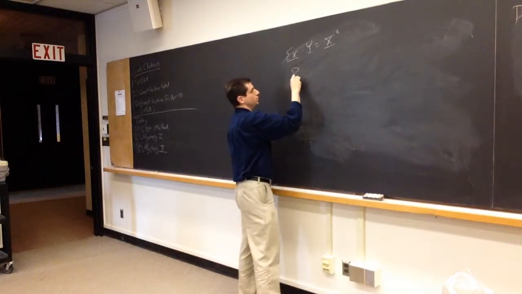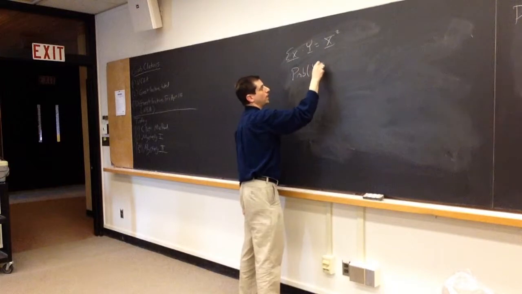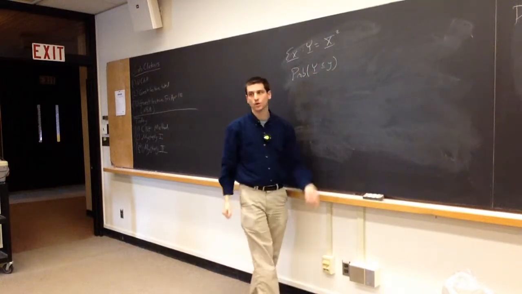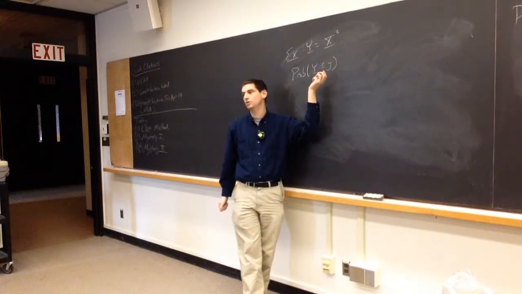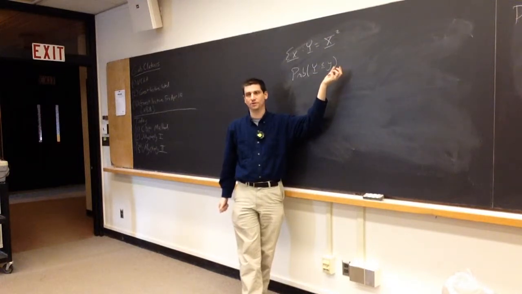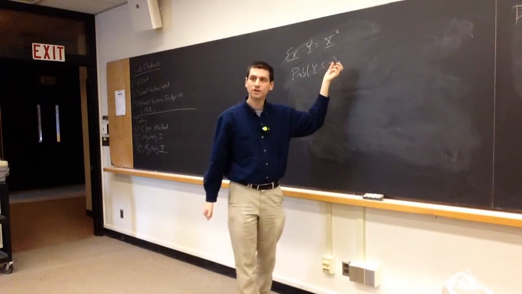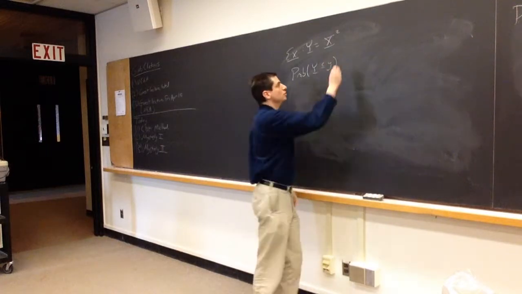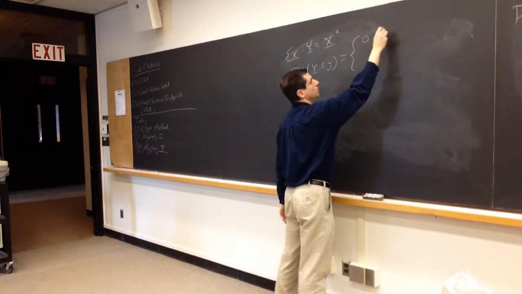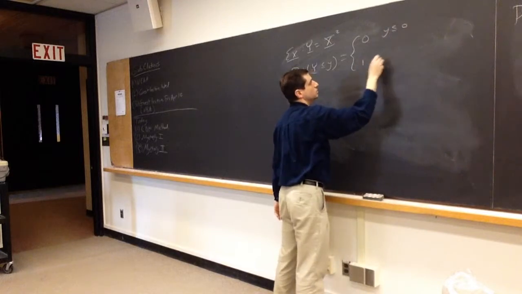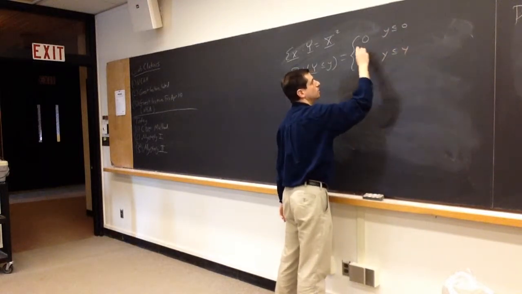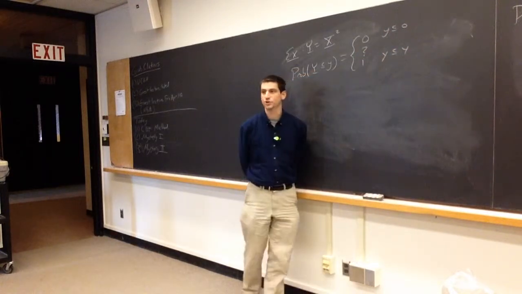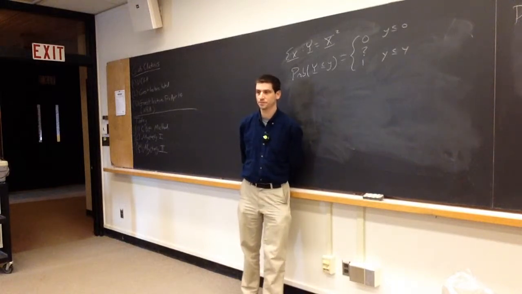So for our example, y equals x squared, we want to calculate the probability that big Y is less than or equal to y. Well, if y is less than 0, we know the probability is 0. If y is greater than what, the probability is 1. 4. So as long as y is greater than 4, we know the answer. So we've already got some of the answer. It's 0 if y is less than or equal to 0. It's 1 if y is greater than or equal to 4. And we don't know what's going on in that intermediate range.